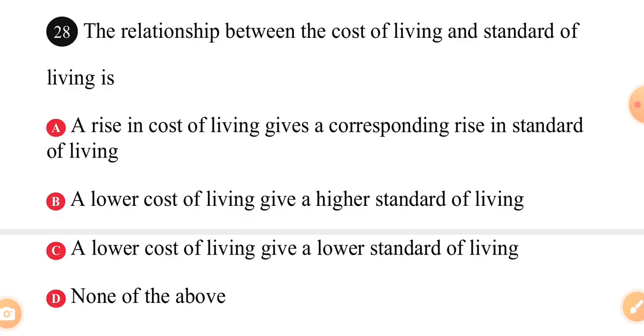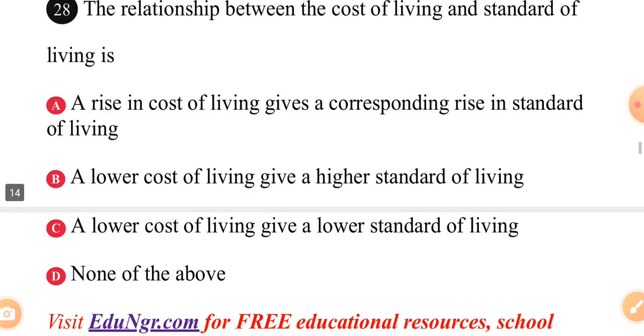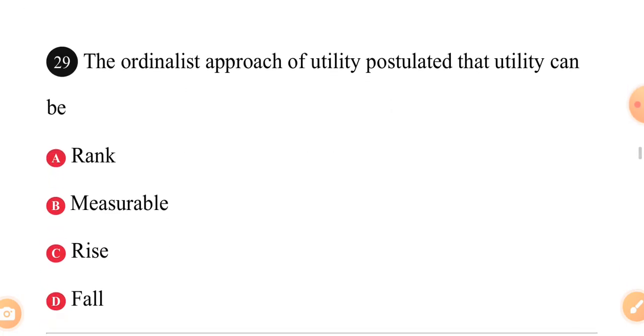The answer to question 28 is B. If the cost of things becomes low, then your quality of living, your standard of living, will be high. That's why B is the answer. We now move on to question 29.